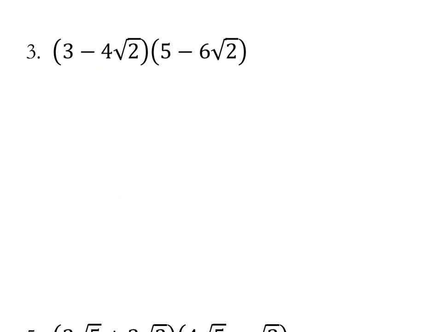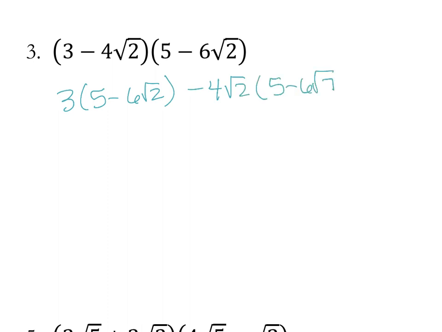Alright, number 3, we're going to do the same kind of thing. We're going to split this apart. So I'm going to take the 3 first times that second group. Let me make sure I make that a 2. And then it's the other part of the first binomial, the negative 4 radical 2 times the second group. And then we're distributing in each group here now.